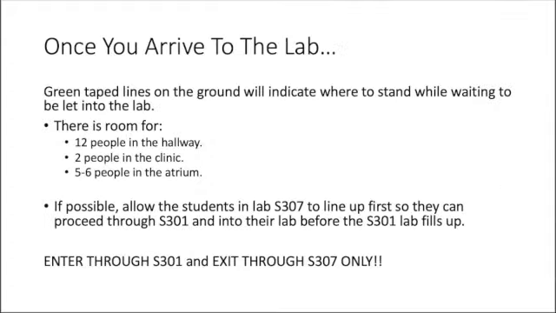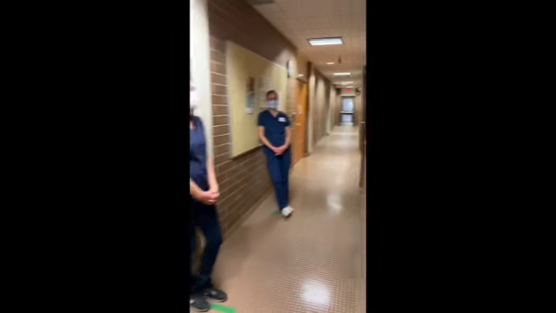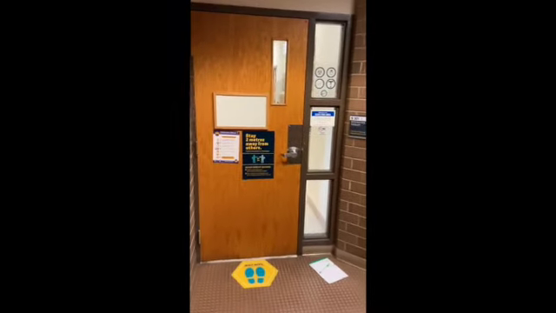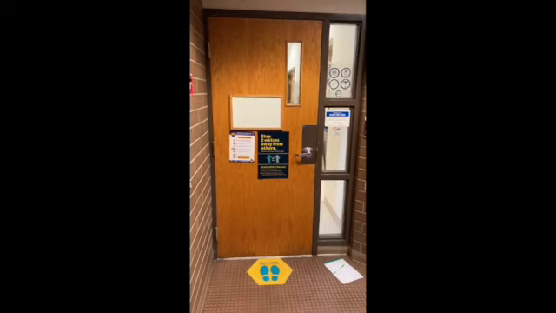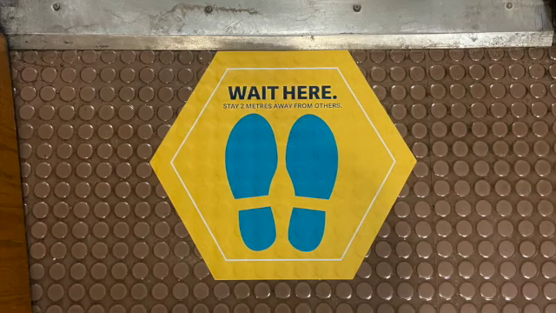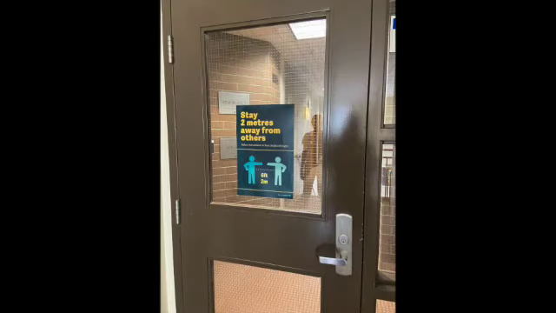When you line up for lab, there will be green taped lines on the floor. Please try to maintain 2 meters of distance at all times whenever possible. There are 2 people that can fit in the clinic hallway, there are 12 people that can fit down the hall, and there are 5 to 6 people that can fit in the atrium. Also, we recommend that the students in Lab 307 line up first because they will be passing through Lab 301 directly to 307, and it will make the process a whole lot smoother and give you more time in lab.